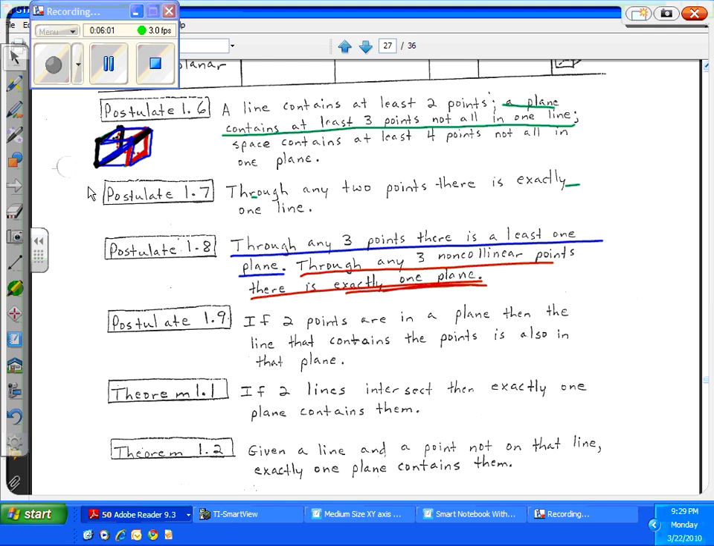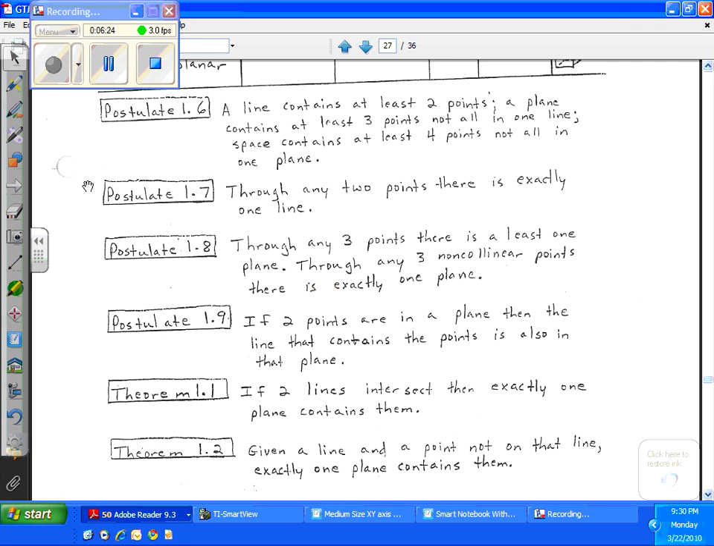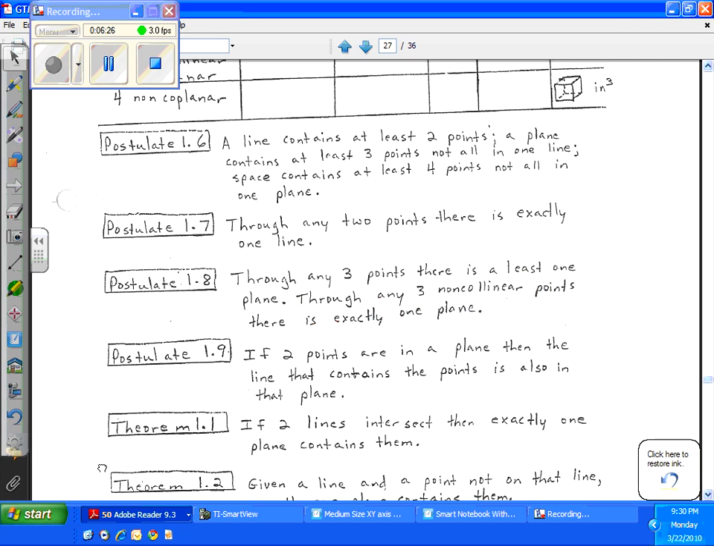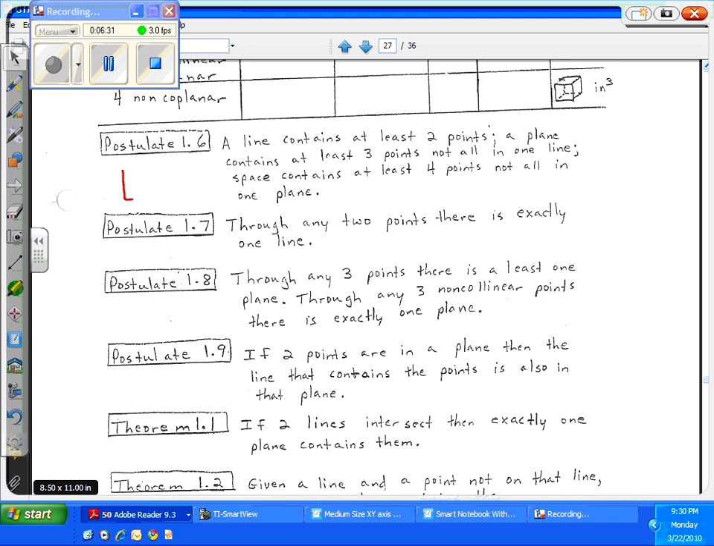And so we could say that a plane is determined by 3 non-collinear points. So a line is determined by 2 points. A plane is determined by 3 points, not all in the same line, or 3 non-collinear points. If we wanted to determine 3 dimensions, and let's talk about that.